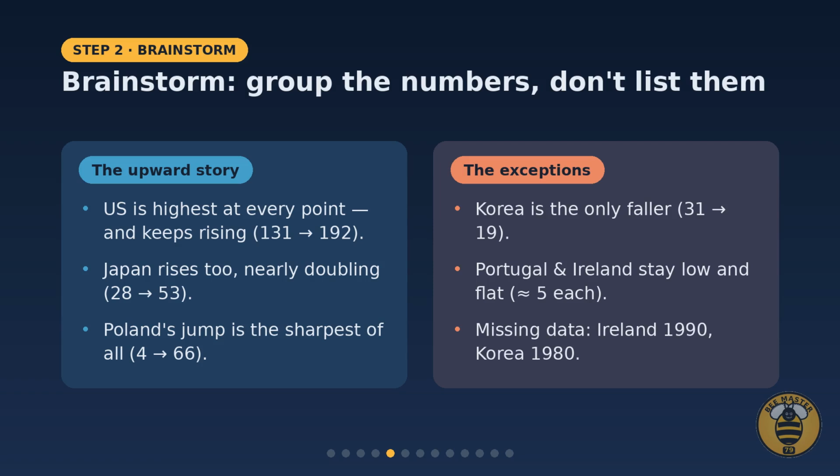Now brainstorm by grouping the numbers, not by listing them. On one side, the upward story. The US is highest at every point and keeps rising. Japan rises too, nearly doubling, and Poland shows the sharpest jump of all. On the other side, the exceptions. Korea is the only country to fall. Portugal and Ireland stay low and flat, and 2 figures are simply missing.